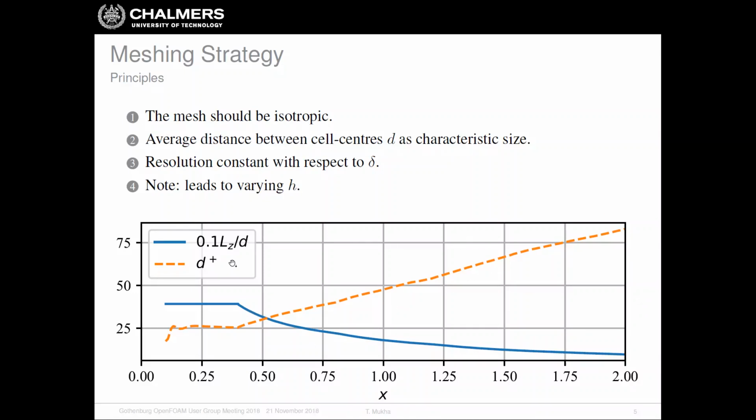Now, if we look at how the characteristic size behaves for this particular mesh, we see that the fraction of the size of the plate in the spanwise direction with a characteristic size goes down, and if you look instead in plus units, it becomes larger and larger.